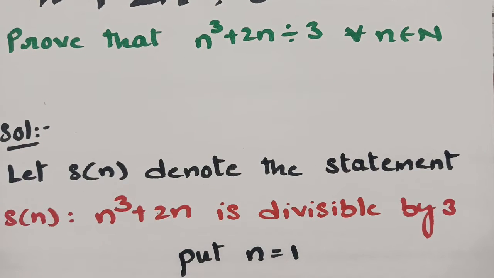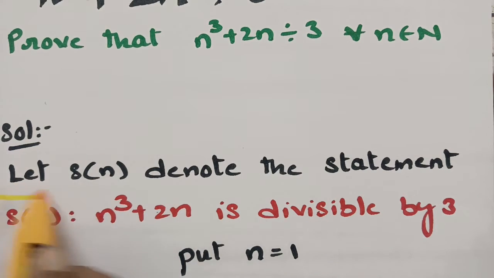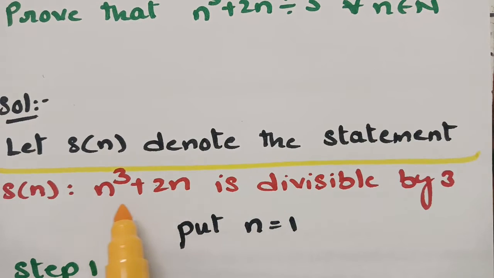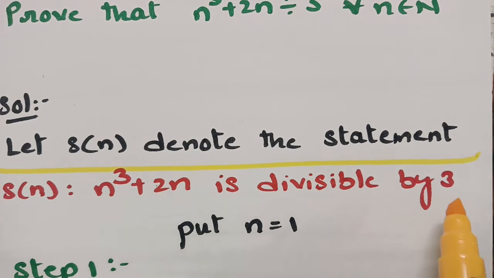See here, let us consider S of n. So let us consider that S of n be a statement: n cube plus 2n is divisible by 3.